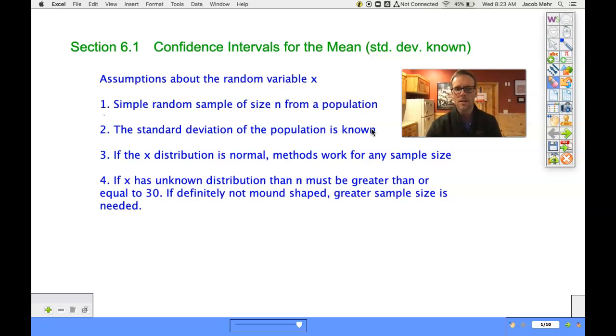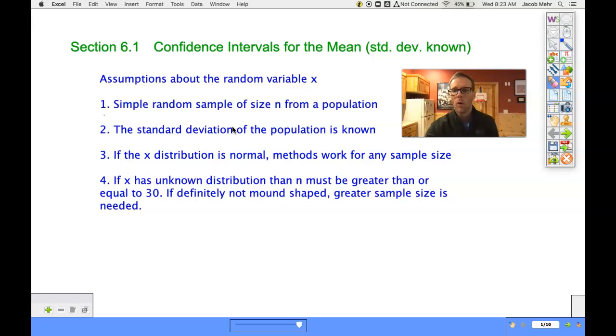We are assuming in this case that we know the standard deviation of the population. Okay, that's going to be important. So today we're starting with assuming we know the standard deviation of the population. So in other words, we don't know the mean of the population, but we do know its standard deviation.